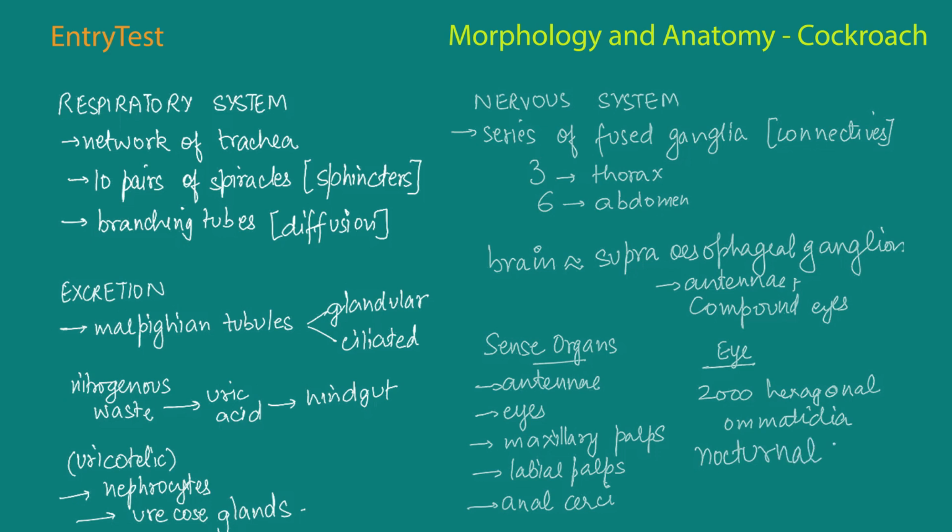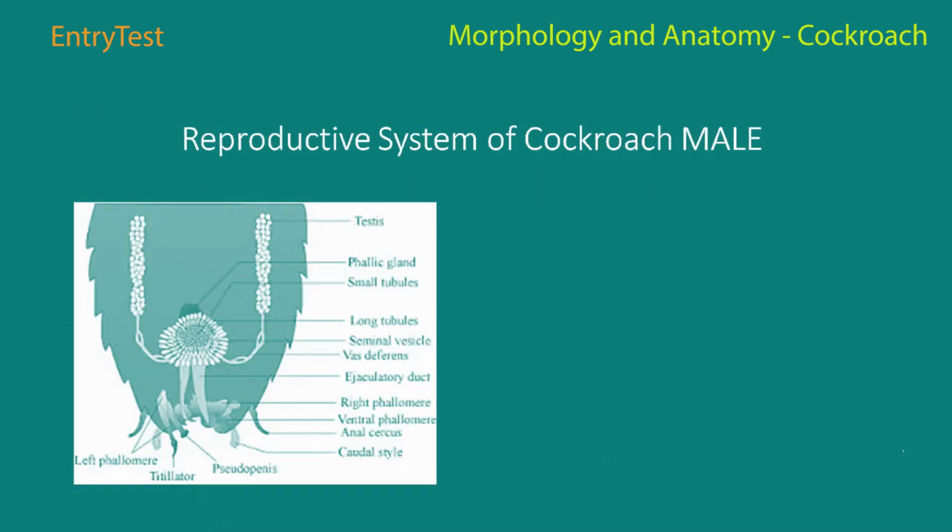Because these animals that have the compound eyes, they're usually active during the night. Coming to the reproductive system, it's completely different in the different sexes. So here is what the reproductive system of the male cockroach looks like.